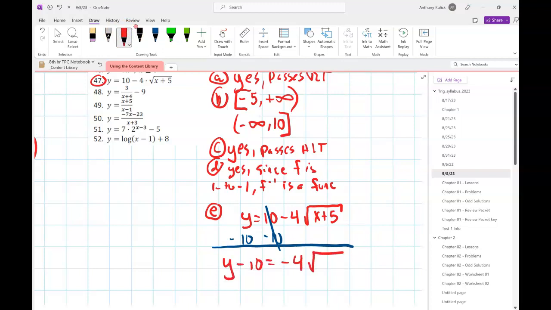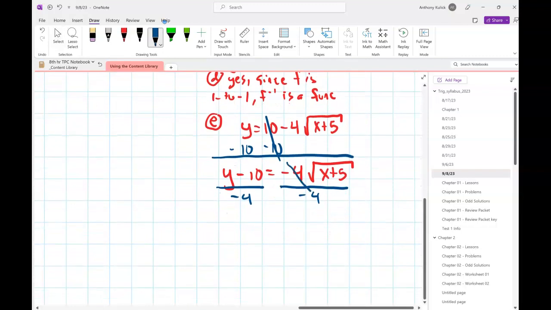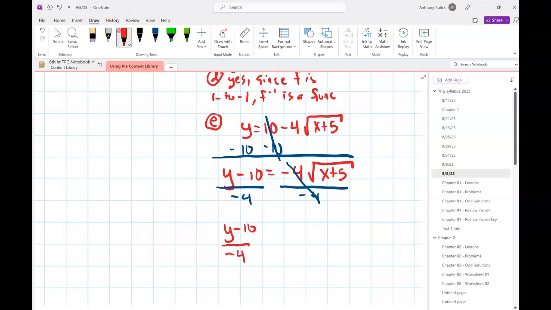And then make sure you hang on to that -4. It's really easy to lose track of that. And now I'm going to divide both sides by -4. So y minus 10 over -4, that's more like a 0, equals square root of x plus 5. And then to cancel the square root, we'll square both sides.